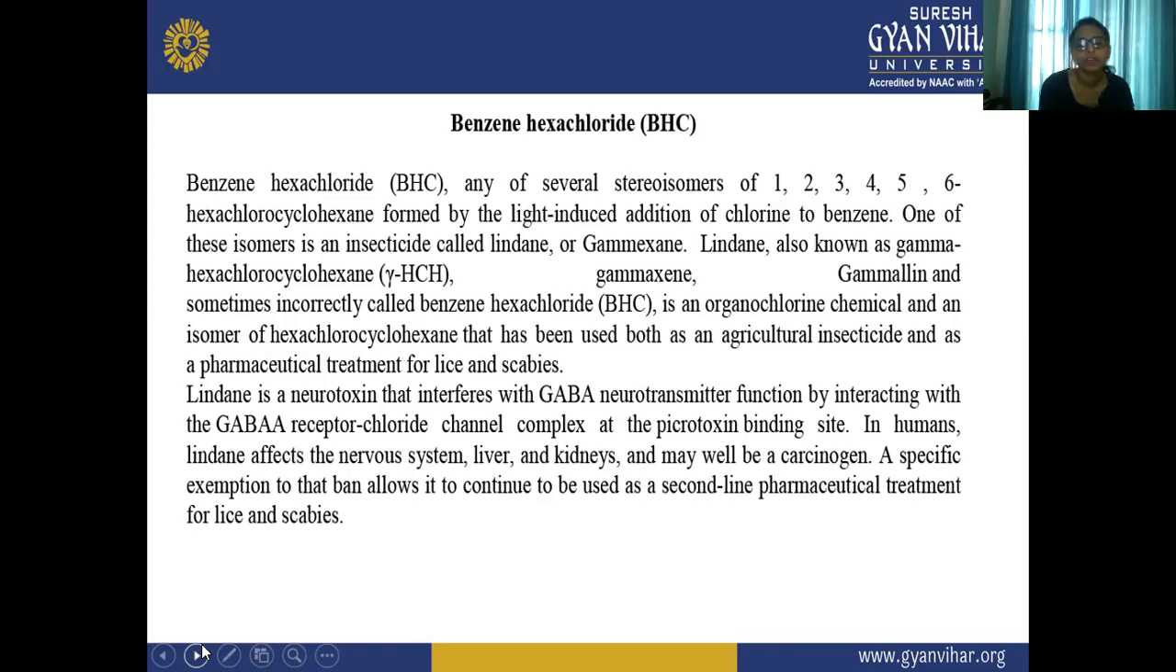In humans, lindane affects the nervous system. It can also affect our liver and kidney, and may well be a carcinogen. A specific exception to the ban allows it to continue to be used as a second-line pharmaceutical treatment for lice and scabies. So here it is allowed to be used as a second-line pharmaceutical treatment for lice and scabies.